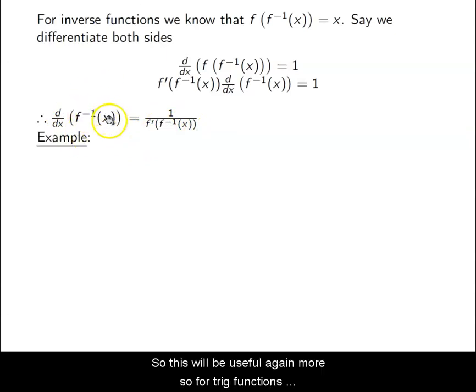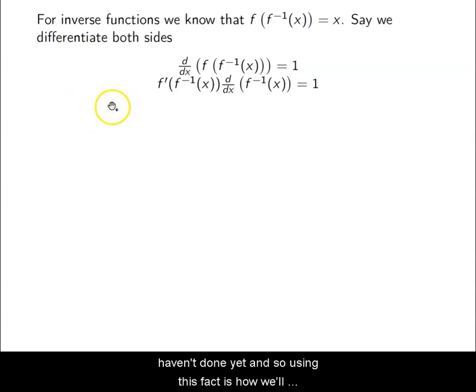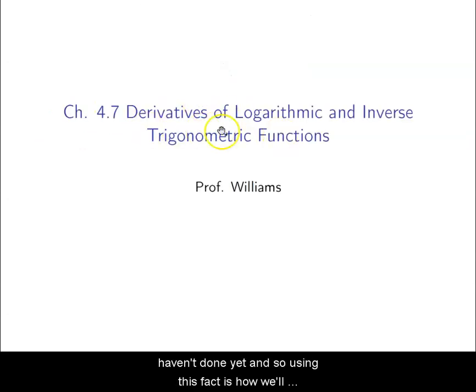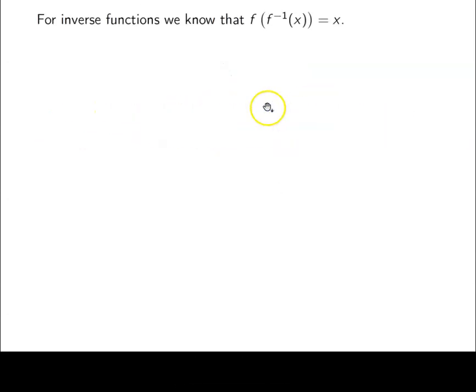So this will be useful, again, more so for trig functions. Obviously we can do this for natural log too, since e to the x and natural log are inverse functions. We haven't yet talked about how to take the derivative of a logarithmic function. That's the only function we haven't done yet. And so using this fact is how we'll find derivatives of logarithms.